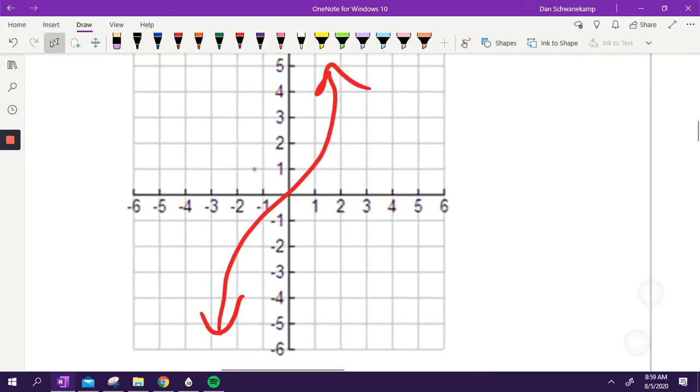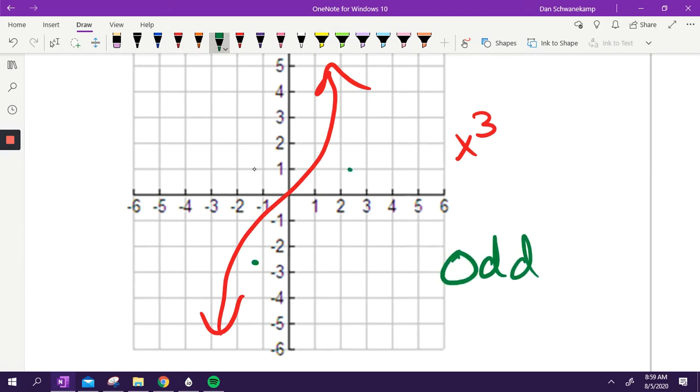Last one. That's a cubic function. X cubed. 2 for even, 3 for odd, bird for neither. We got some odds in there. Okay. Opposite quadrants look opposite. I could take that and flip it up and then flip it over. It would match up. Visually, do we understand the differences between those graphs?